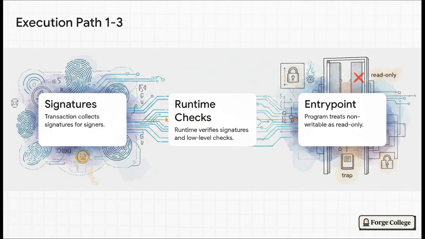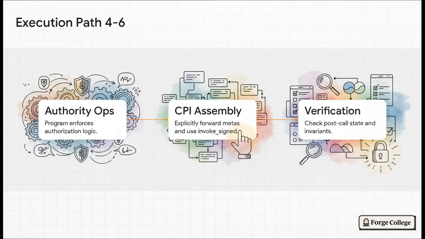Step 3. Your program actually hits its entry point. It reads the accounts, and it must treat any account not explicitly marked is_writable as strictly read-only. Otherwise, boom, the runtime traps it. Step 4. You perform your authority-guarded operations, defensively checking that the correct signers and owners are actually present. Step 5. If you need to call another program, you assemble a CPI, explicitly forwarding your account metas and using invoke-signed for any PDAs. And wrapping it up, Step 6. Post-CPI verification. Always check your invariants to ensure absolute state consistency before you finalize that transaction.